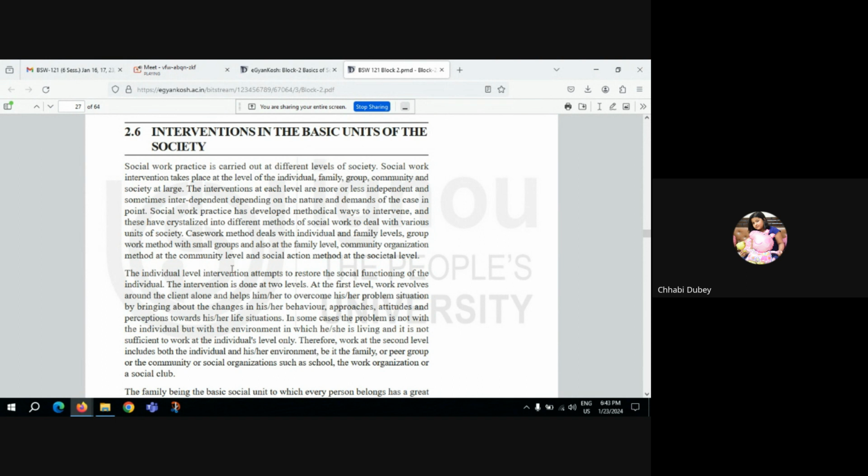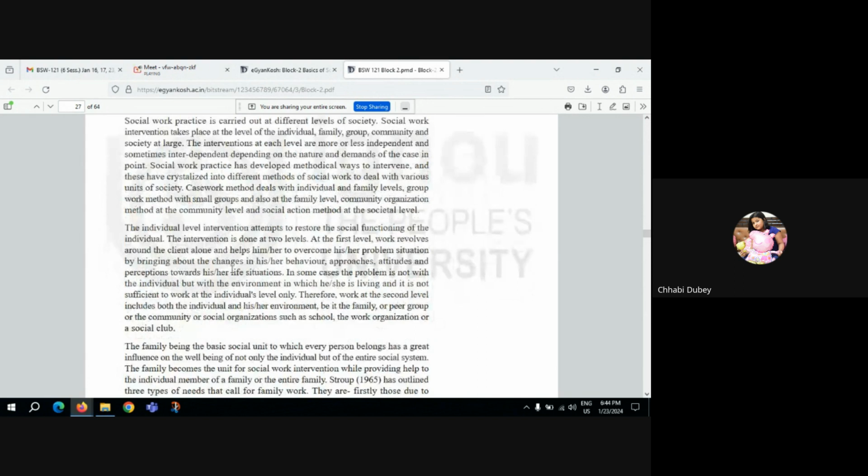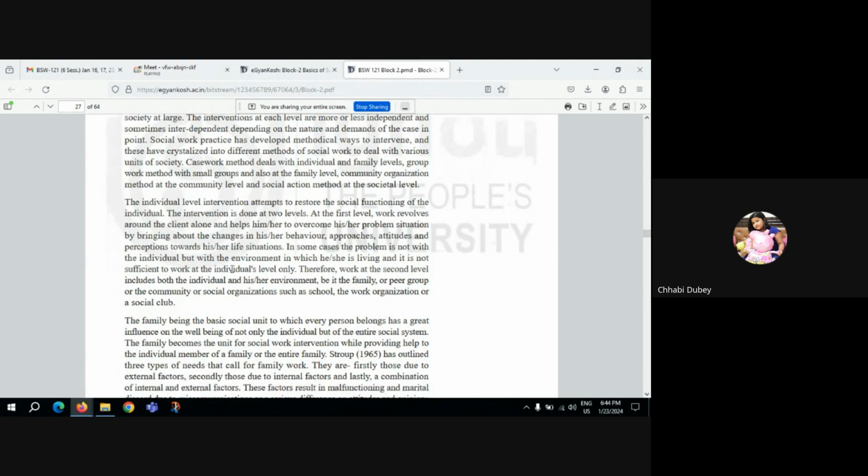In some cases, the problem is not in the individual, but sometimes with the environment in which that individual is living. So, therefore, work at the secondary level requires working with the family, working with the peer groups, or working with the neighborhood or a community. It could be organizations like a school, it could be organizations like a social club, and so forth.